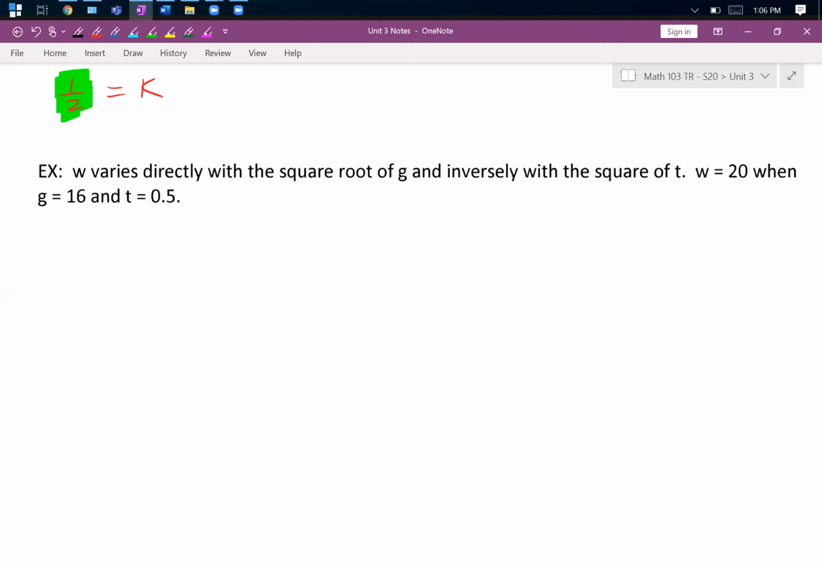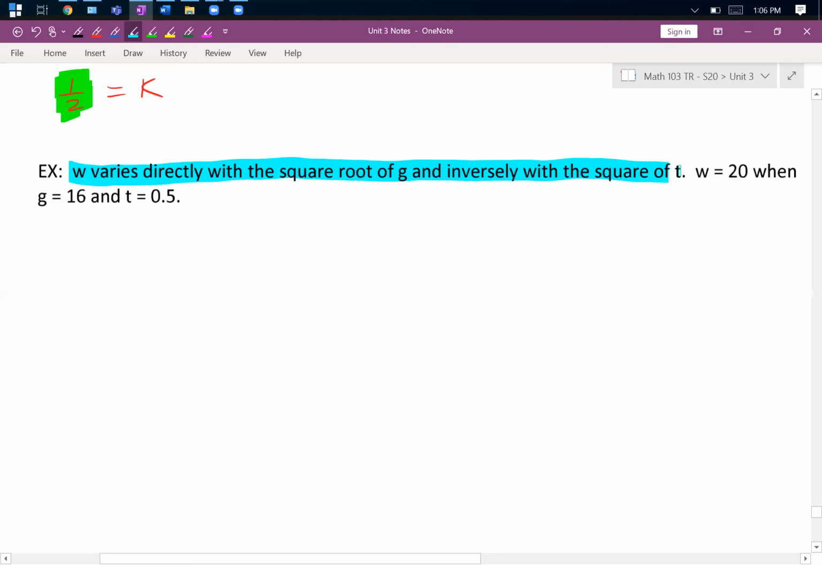All right, so let's write another one. H varies directly with the square root of G and inversely with the square of T. So here we have this combined variation because we're varying directly with one thing and inversely with another thing. Somebody want to give me that equation? 20 equals K times the square root of... No, 16. You're ahead, you're doing step 2 already, Shane. Oh, my bad.